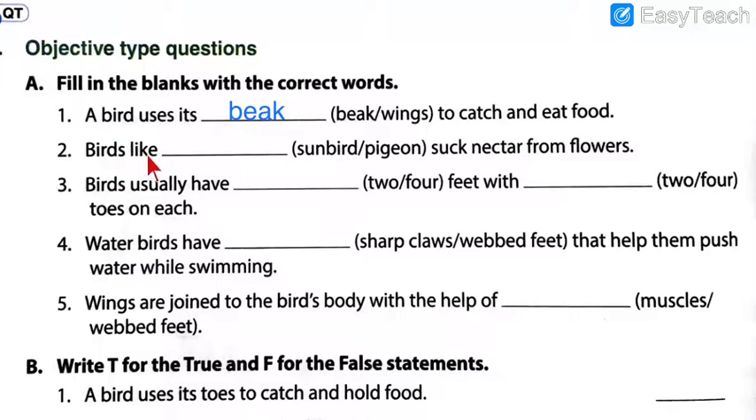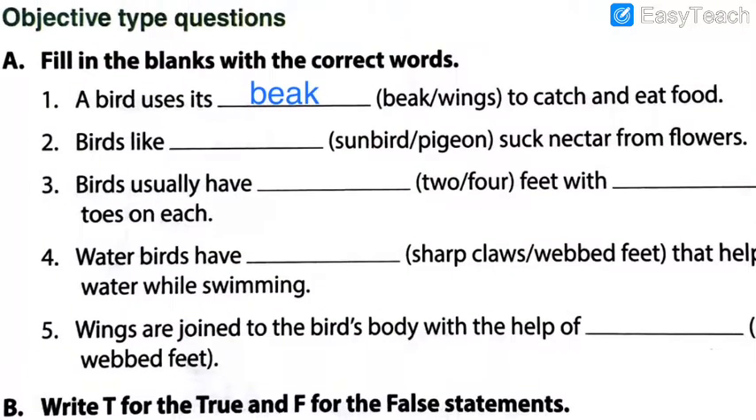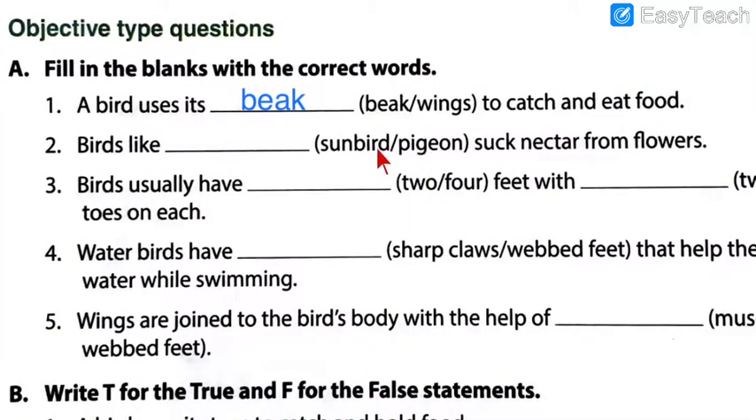Second is, birds like dash suck nectar from flowers. Options are sunbird or pigeon. So, which out of these 2 birds suck the nectar? I hope that you have written the answer, at least if you have watched my explanation video. The correct answer anyways is sunbird. So, birds like sunbird suck nectar from flowers. Pigeon don't do that.